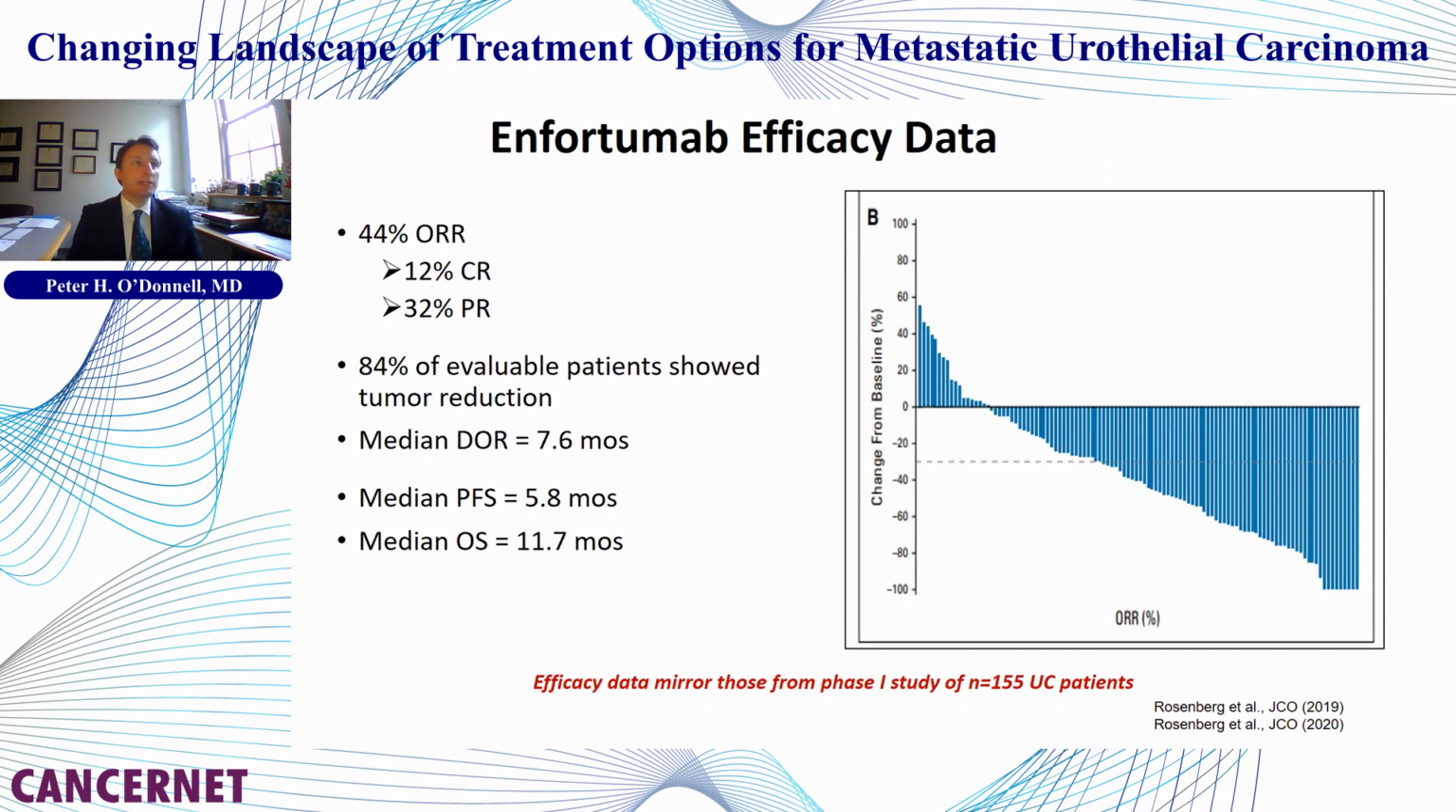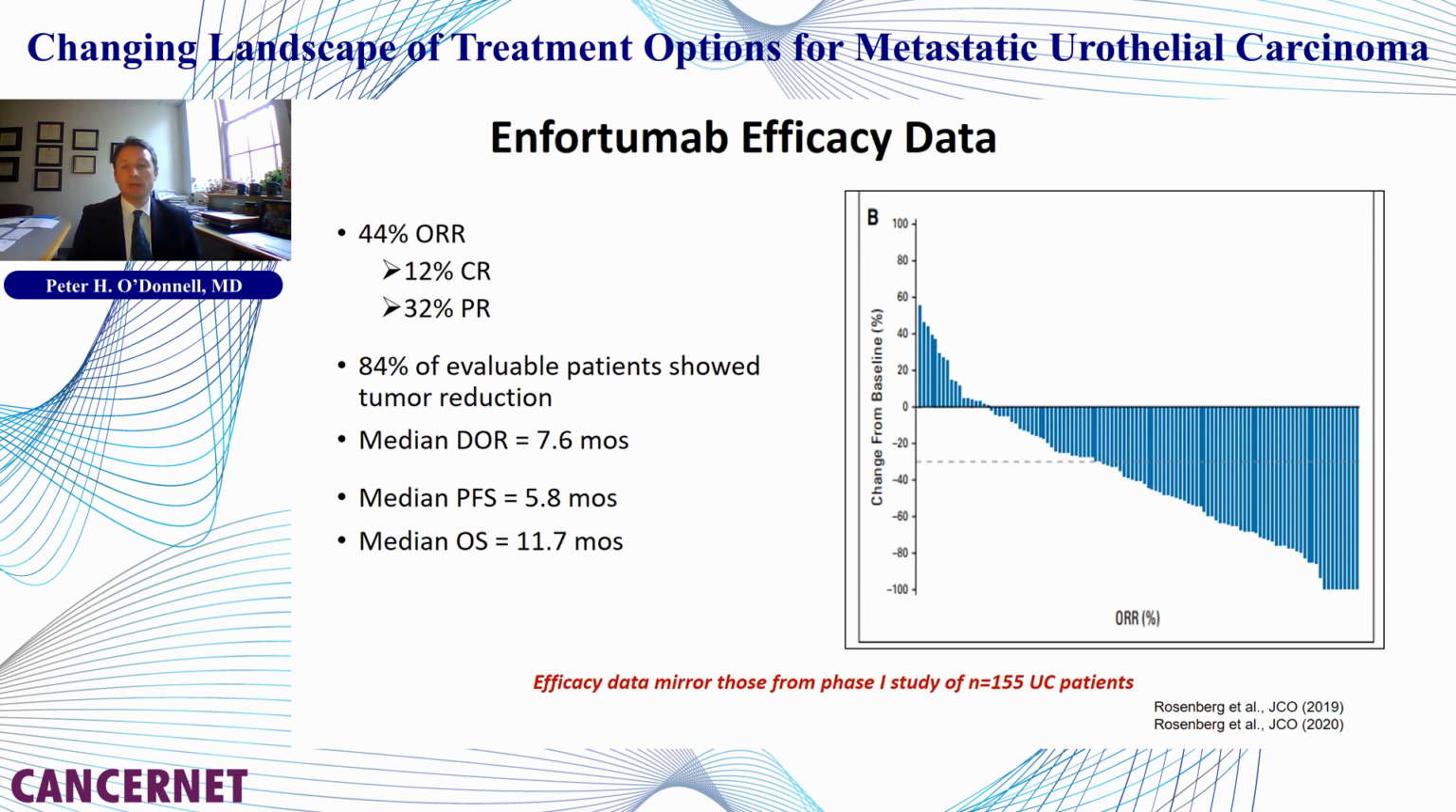All right, so here's the primary efficacy data from the JCO article. You can see that the overall response rate on the left was 44%, with 12% of these patients having complete responses and 32% having partial responses. And I'll just pause to remind us that the first slide that I showed, right, our response rate to frontline cisplatin-based therapy is about 50%. And so in a third line or beyond setting, we're seeing a drug here have very comparable activity from a response rate standpoint. From a standpoint of any patient showing some degree of tumor reduction, 84% of the patients had some shrinkage of their tumors.